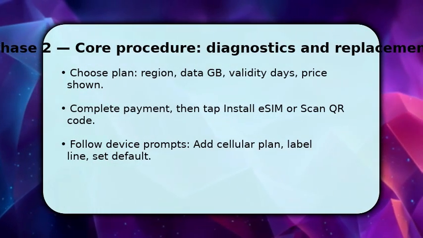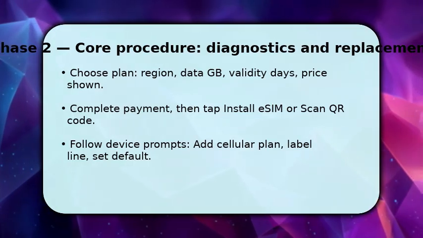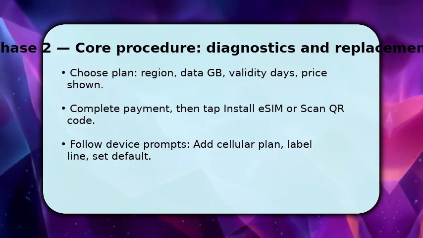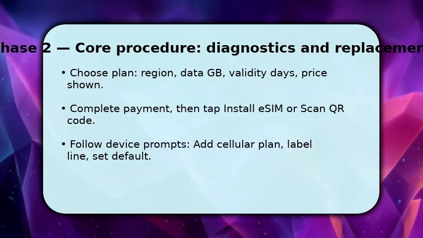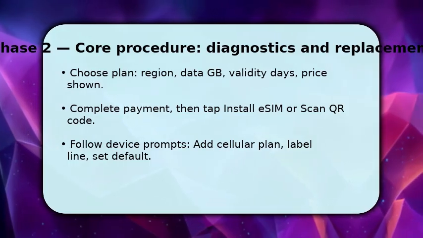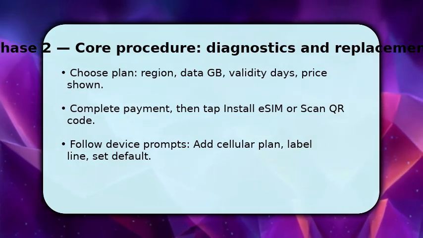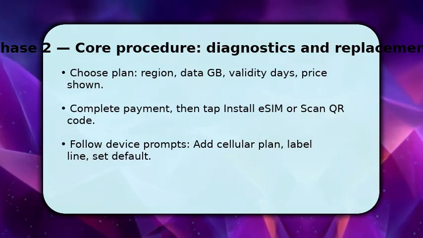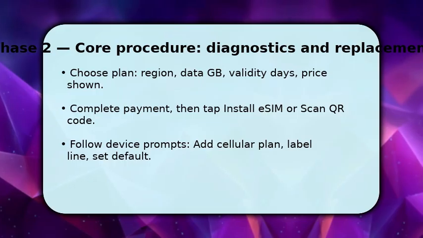After payment, Dent provides either an in-app install flow or a QR code. Use whichever your phone prefers. When you choose Install, your device will prompt to add a cellular plan. Accept and label the line so you can identify it later. Make sure to set the eSIM for data or select it as secondary for calls if needed.